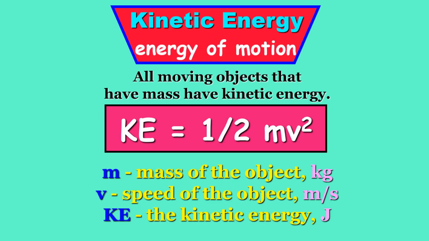Kinetic energy is energy of motion. All moving objects that have mass have kinetic energy. The formula to be used in computing kinetic energy is KE equals 1/2 mv squared, where m is the mass of the object in kilograms, v is the speed of the object in meters per second, and KE is the kinetic energy in joules.